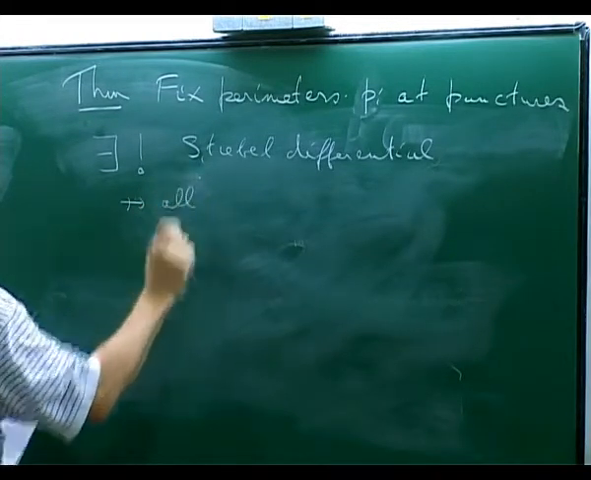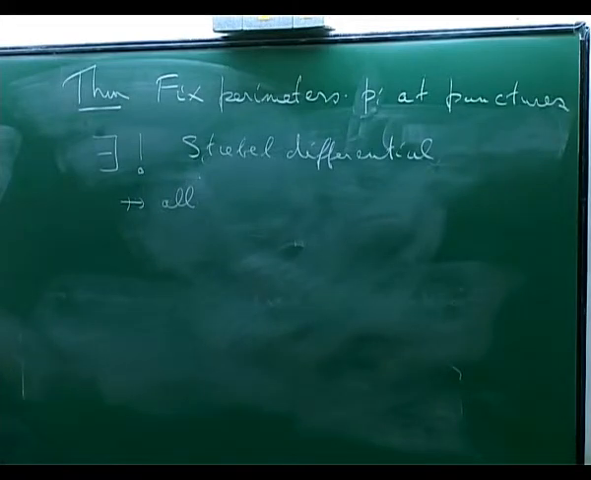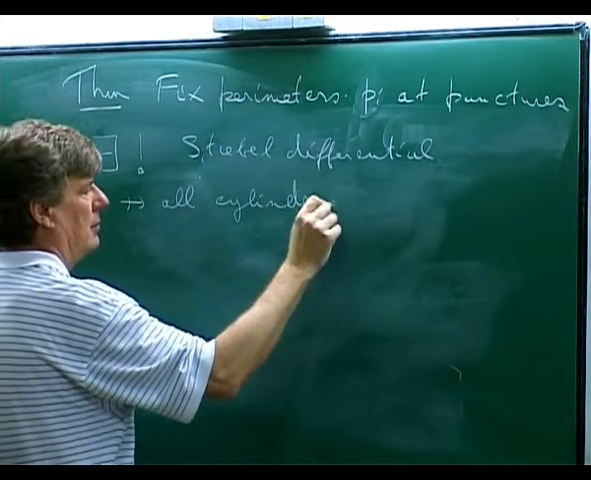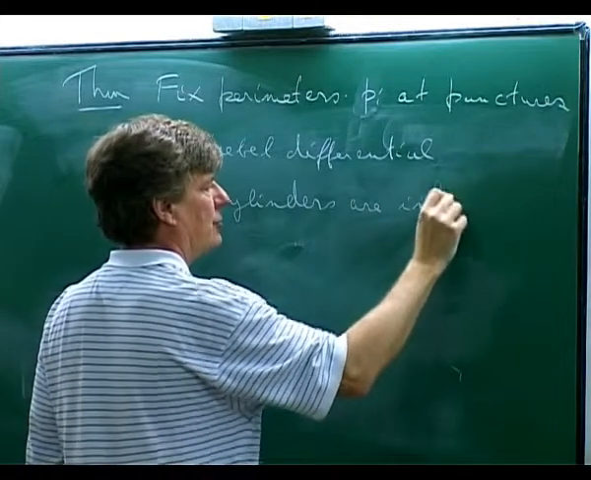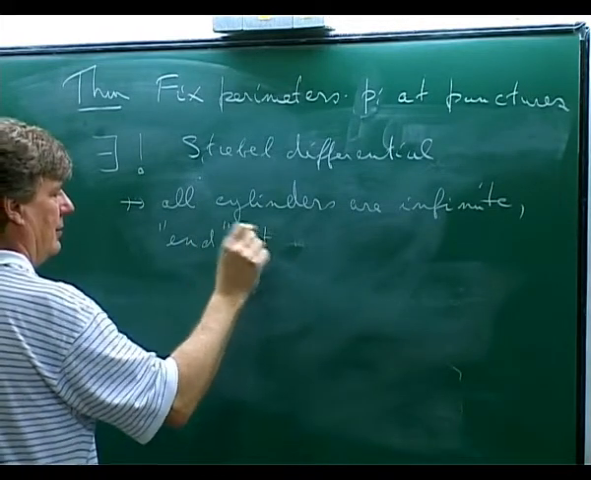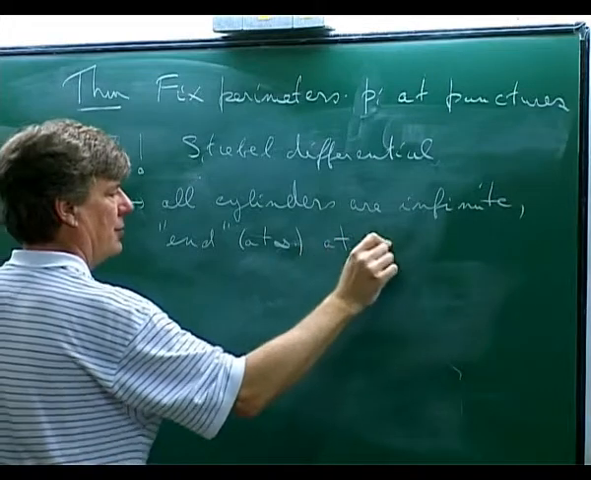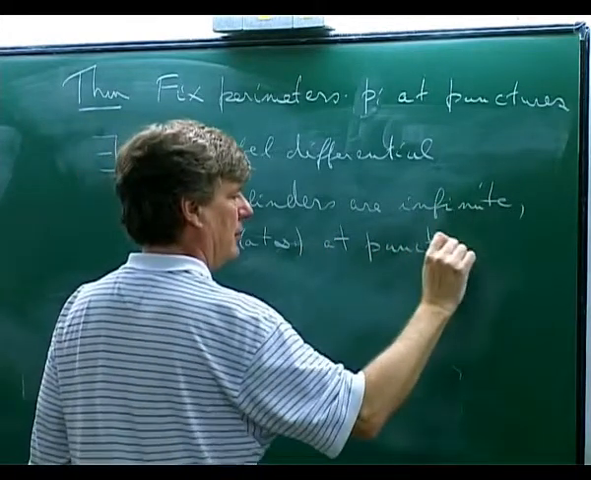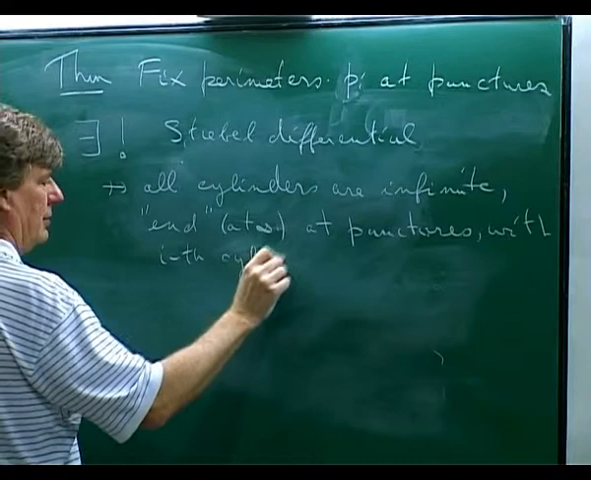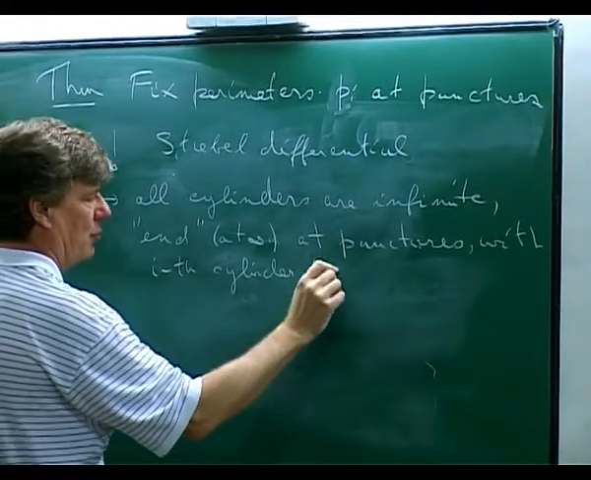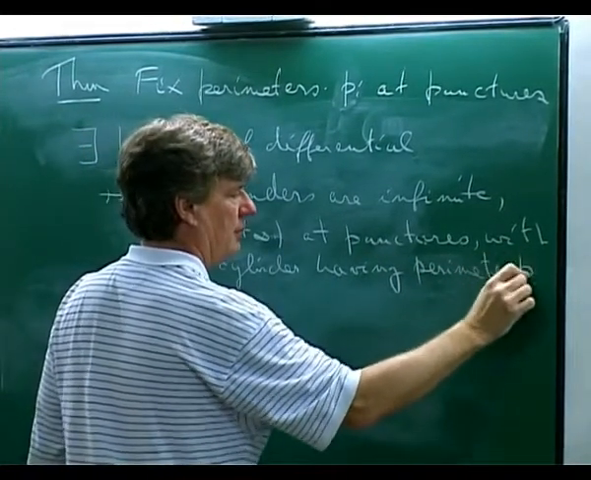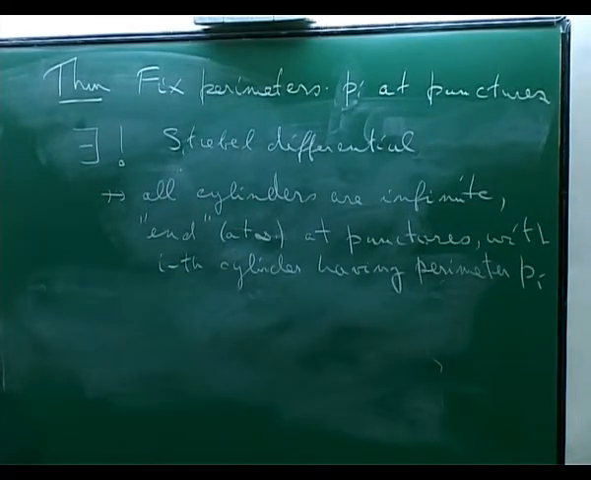such that all the cylinders are, if you want, infinite and end at the punctures, at infinity, with of course the ith cylinder having perimeter p_i.